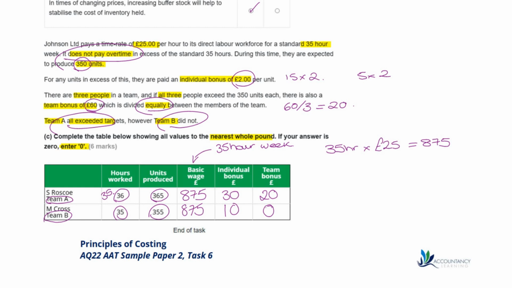So this is one of those where you need to make sure you're reading the question carefully, particularly because of this overtime where there's no overtime paid. So when you've got somebody who's worked 36 hours, they're only still going to be paid for 35. And that brings us to the end of task 6.